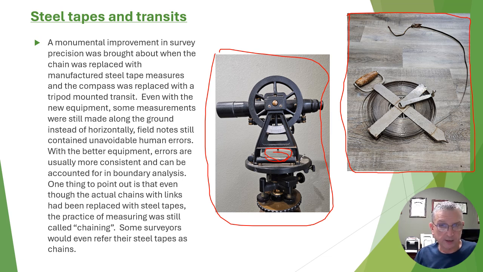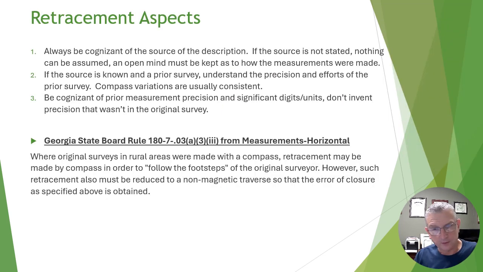One thing to point out is that even though this is a steel tape here in the upper right corner on a reel that you'd reel it in by, older surveyors still called it chaining, or this is my 200-foot chain, even though it was a steel tape. So, in summary, thanks again to Milton Denny for the illustrations in his book.